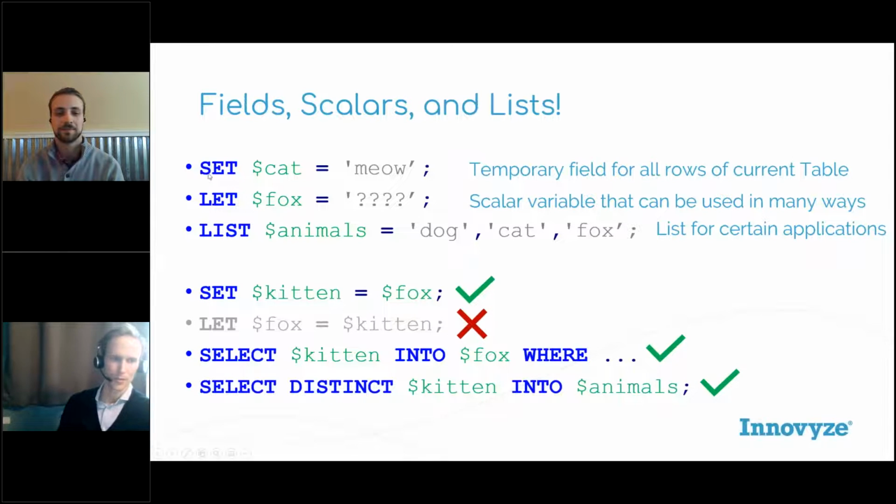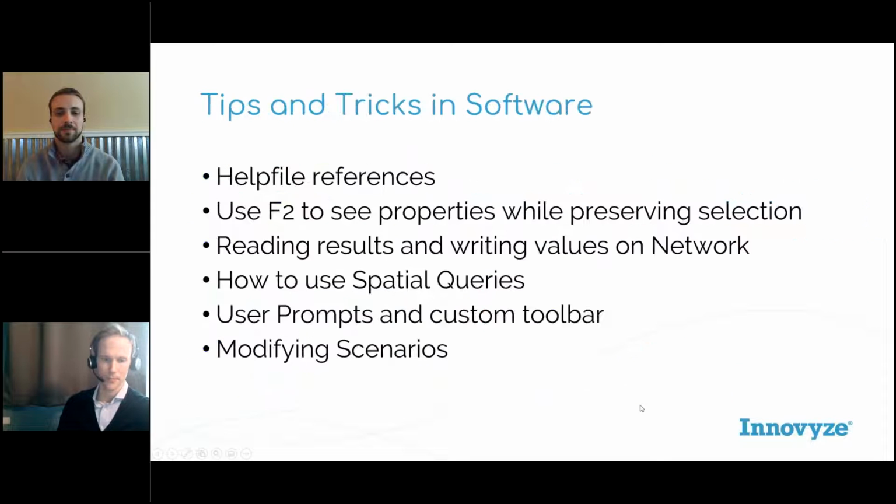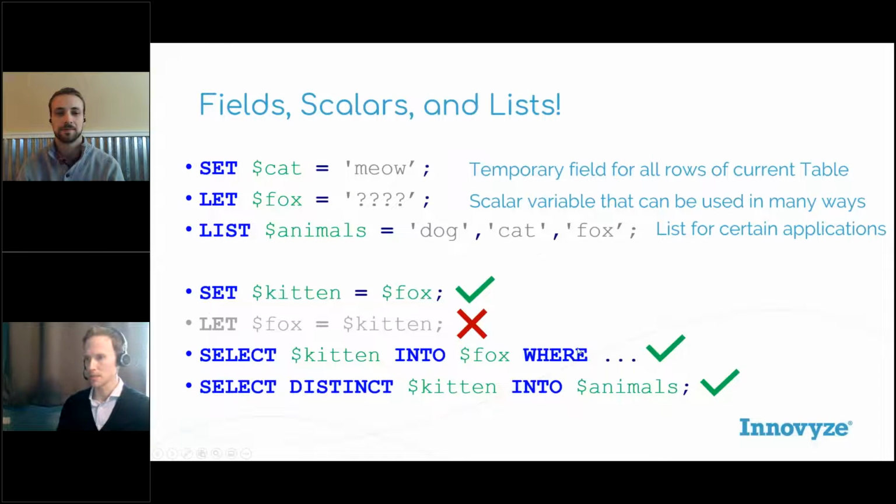And you can also move data from fields into lists, and you use the same syntax, but you need to include the distinct function or the distinct command. So you just say select distinct pipe ID into your list. And so there are examples in my queries that I'm going to show.